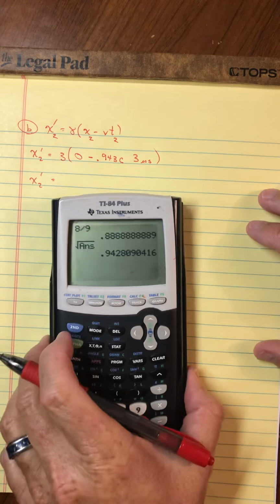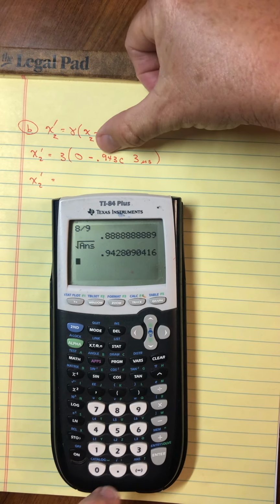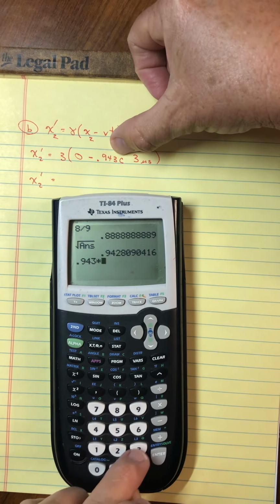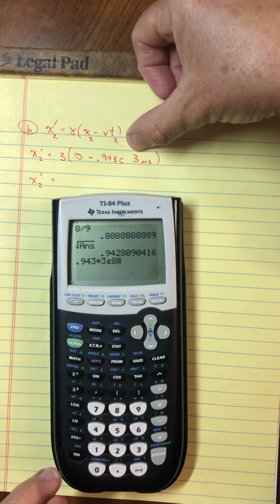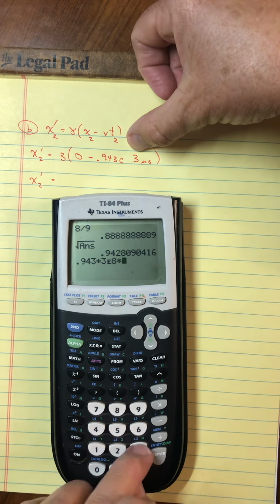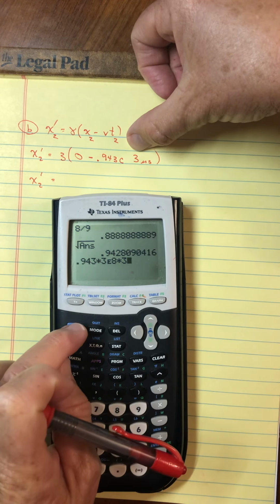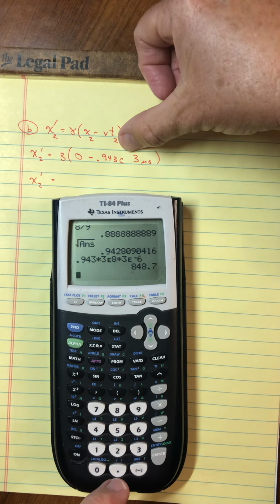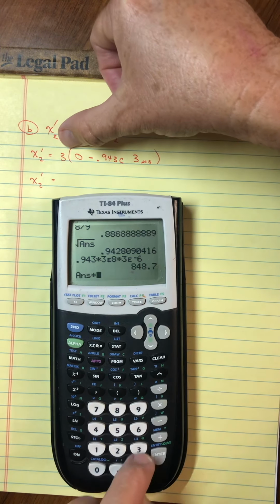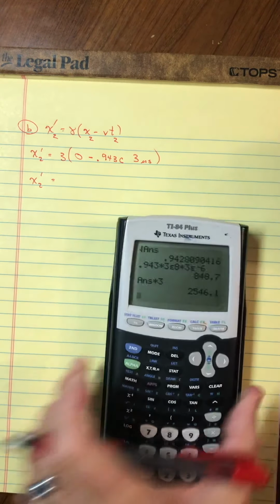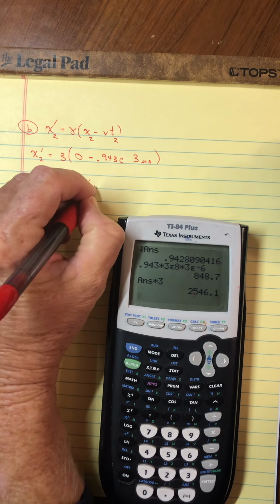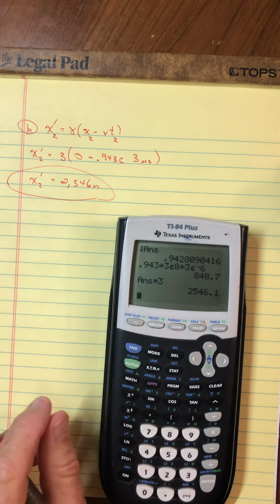All right. So why don't I take the 0.943 first, then times c, the speed of light, 3 times 10 to the 8th, times the 3 microseconds. So those are those 3 factors together. Then multiply it by the gamma factor, and that is 2,546 meters.